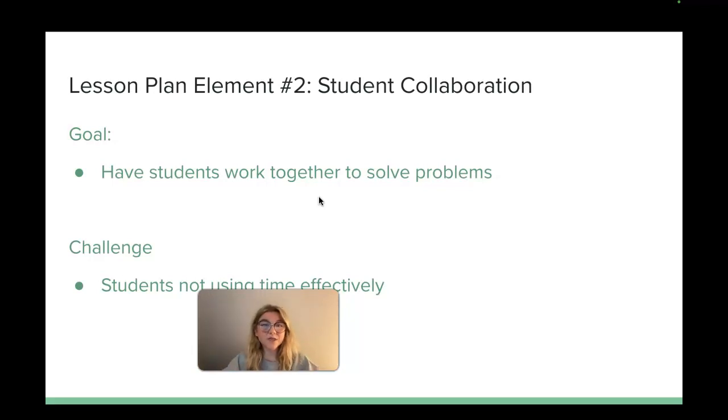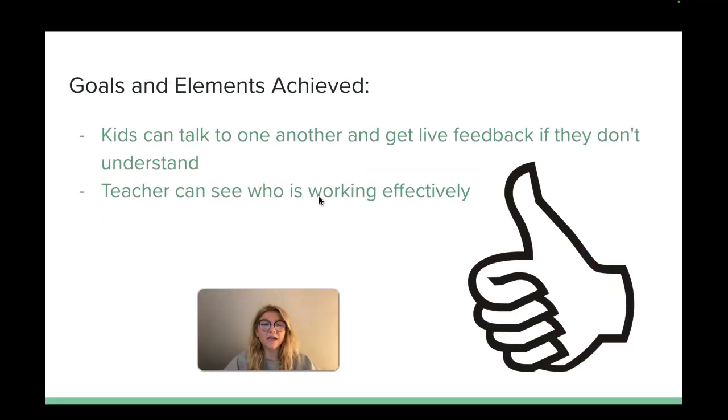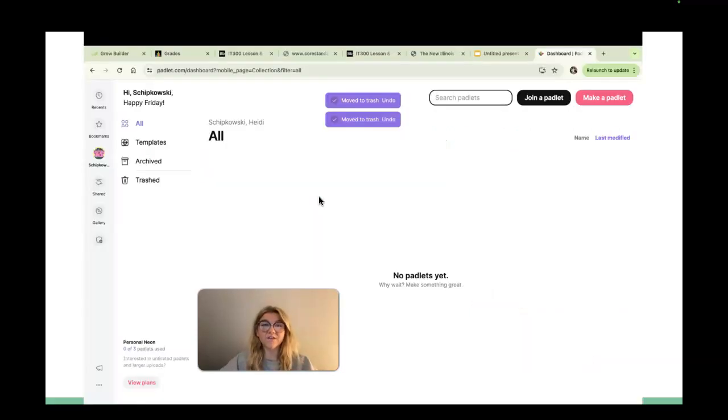Lesson plan element number 2 is student collaboration. The goal is to have students work together to solve problems. The challenge is students not using time effectively. The technology I'll be using is Padlet. It is easy to use, has Padlets, which are different things you can write on for all kinds of subjects and ideas, perfect for live feedback, and allows students to discuss with each other. With this app, kids can talk to one another and give live feedback if they don't understand, and the teacher can see who is working effectively.